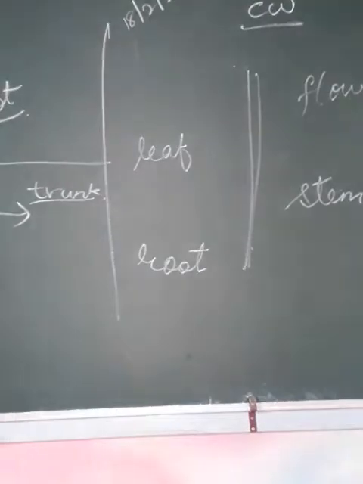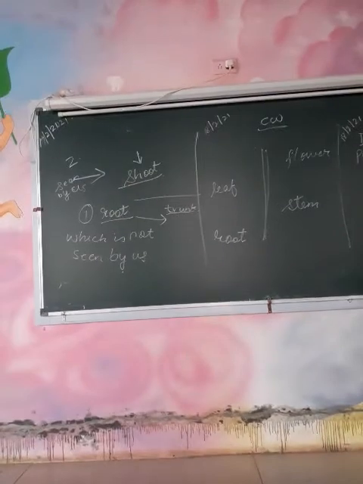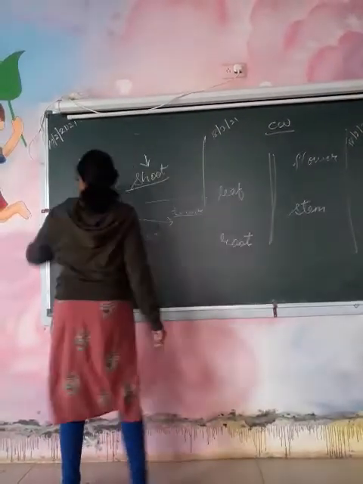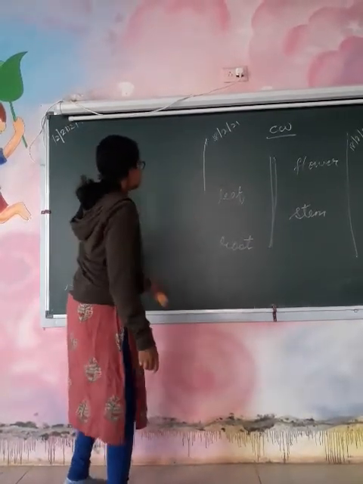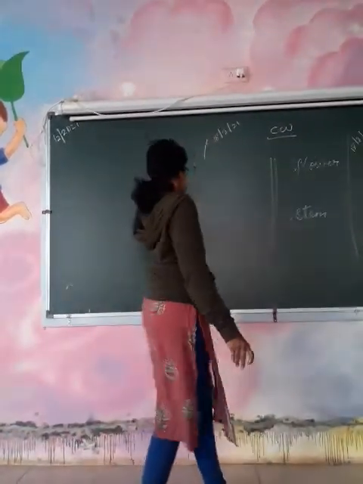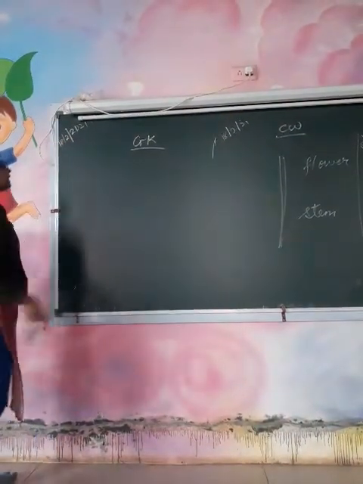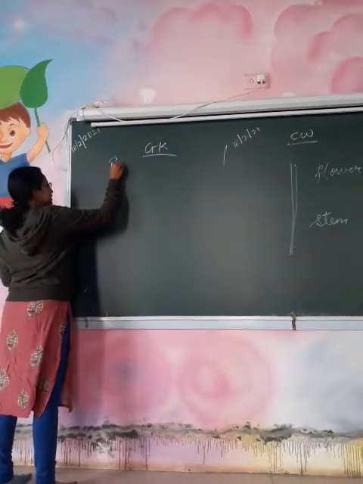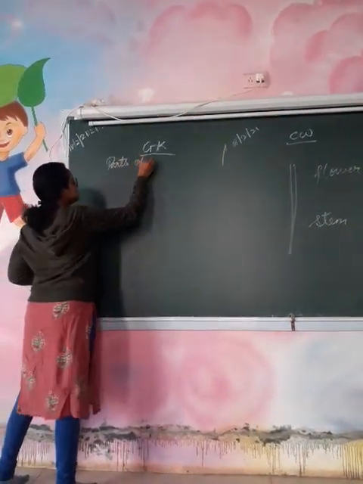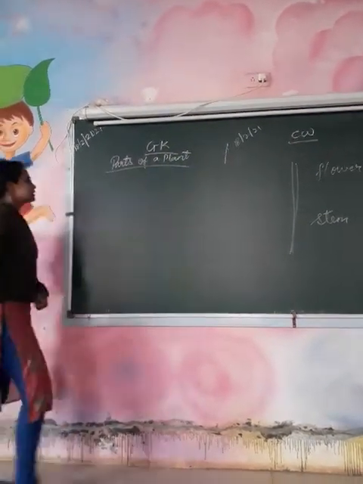Now LKG children and UKG children, open your English notebook. We will just write out the parts of the plant spelling. Okay. Write today's date in the left hand corner. Your topic is GK. In your English notebook, GK. What is today's date? 18/2/2021. Okay. Write parts of a plant. LKG and UKG students. LKG write in small handwriting. And UKG students, please write in cursive only.